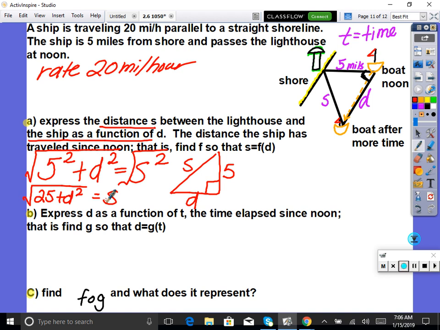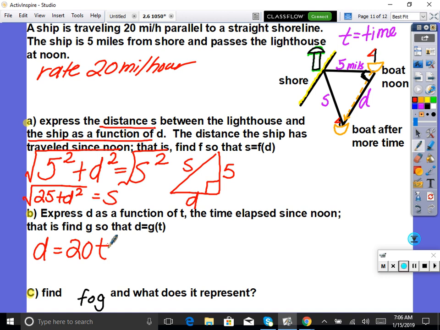And then it says express D as a function of time, the time elapsed since noon. That is, find G so that distance equals G of t. So our distance over time is going to depend on how many miles, right? There will be 20 miles per hour, so our D will be 20 miles an hour, so 20 times t. Because if they go 2 hours, won't it be 40 miles? You guys kind of see? It is kind of hard to think about. I think it's going to be a little bit more straightforward on the homework.